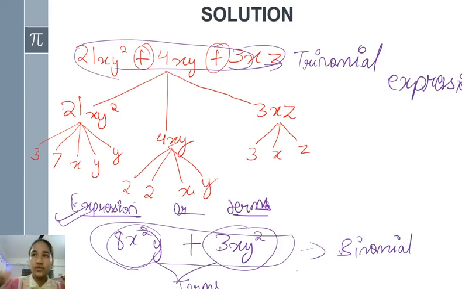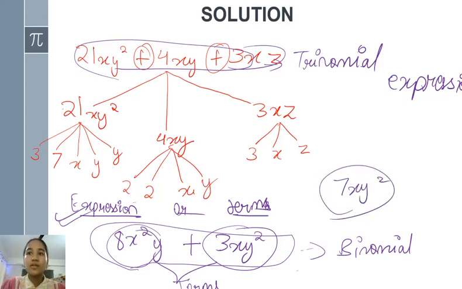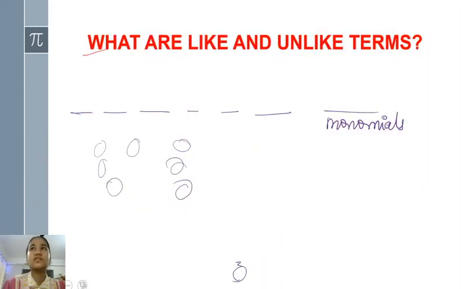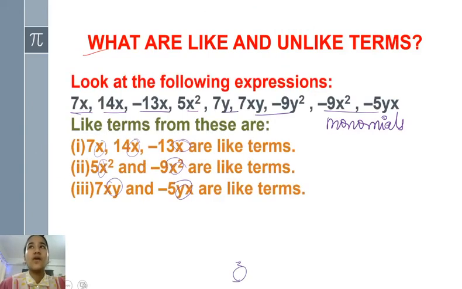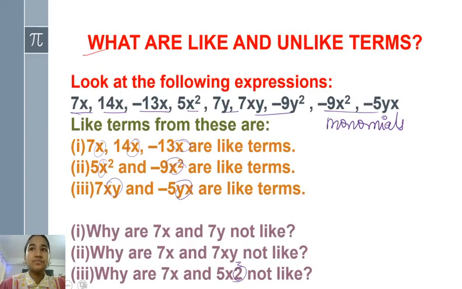Now don't get confused about a monomial expression. What is a monomial? 7xy square. This is a monomial which has one term. So this is itself the term and it is itself the expression also. Isn't it amazing? For a monomial, this is true. I hope you all have understood up to here.